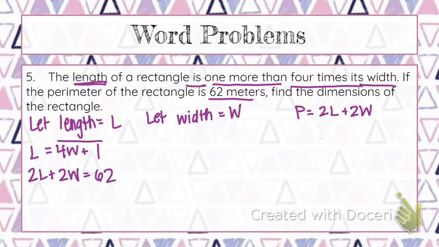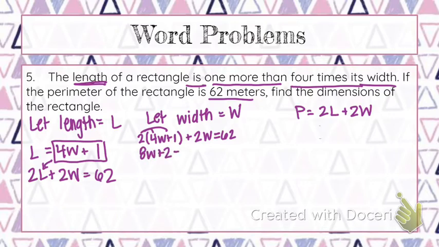So once again, we have something that L equals. So we can put that in for L in this equation, and that will let us solve for W. So we have 2 times 4W plus 1, plus 2W equals 62. So we're going to distribute, and we get 8W plus 2 plus 2W equals 62. Then we'll get 10W plus 2 equals 62.